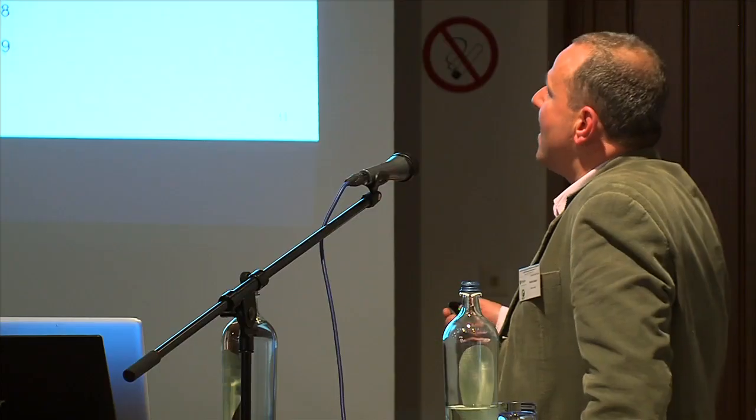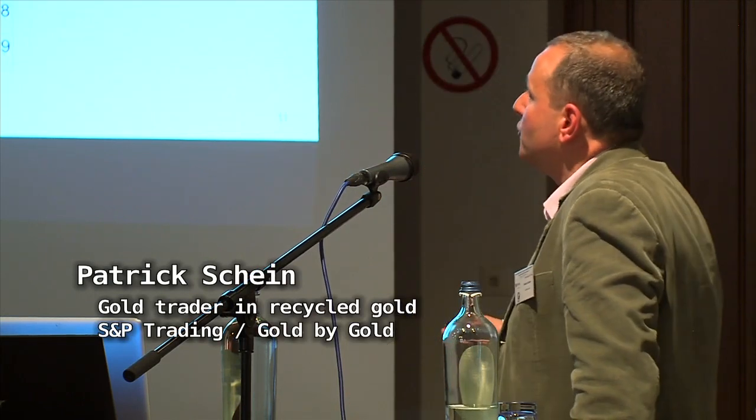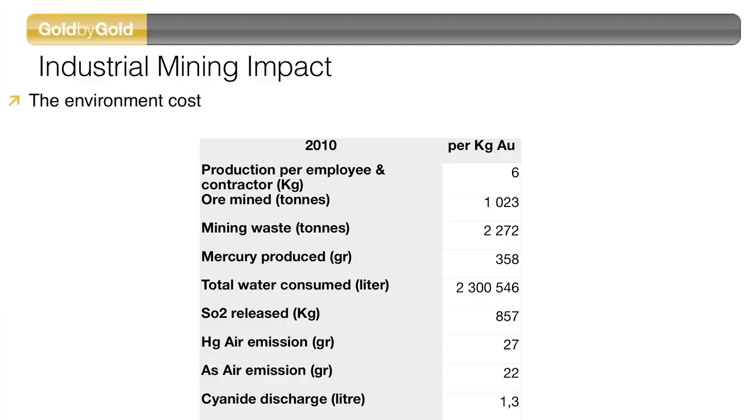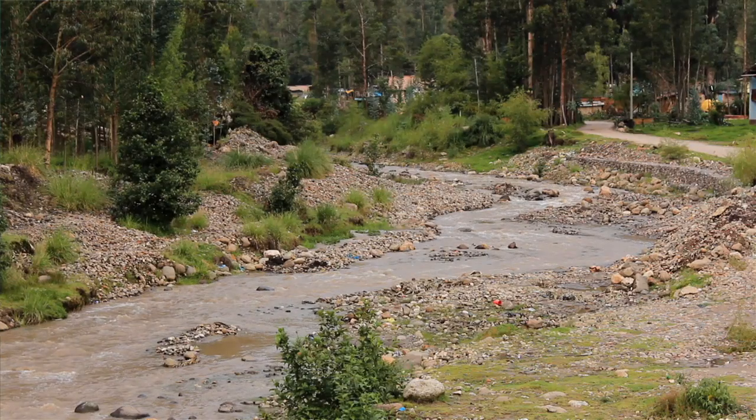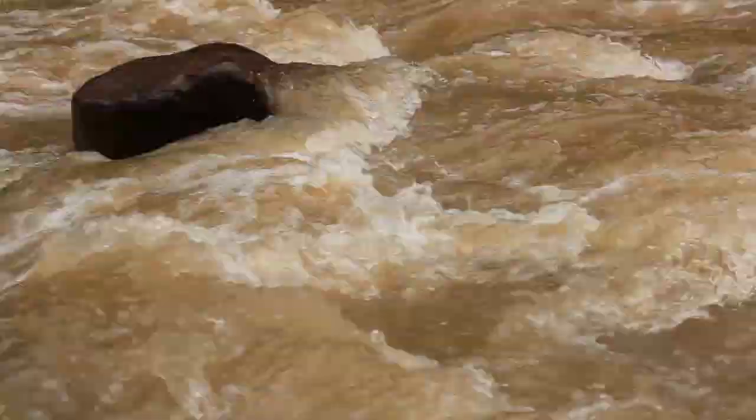You have to mine 1,000 tons of ore to produce 1 kilo of gold. You have, as a mining waste, which is the ore mine plus the sterile, more than 2,000 tons. You produce 358 grams of mercury in an industrial mine. You consume more than 2 million liters of water, and normally they don't pay for it.